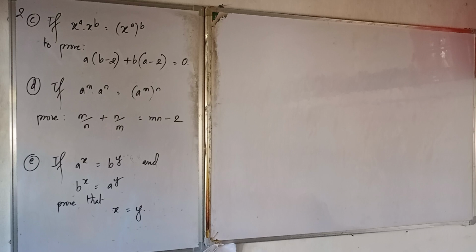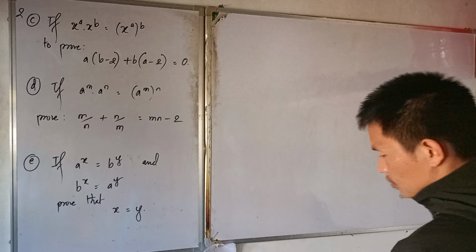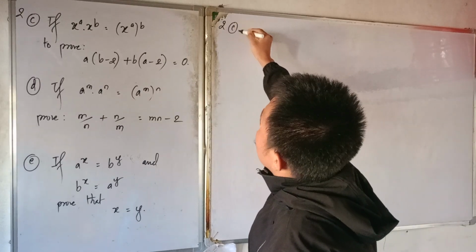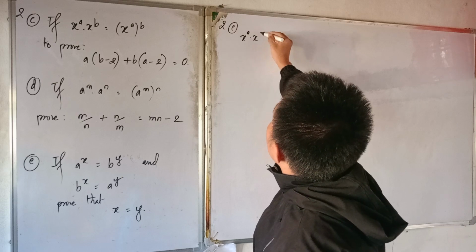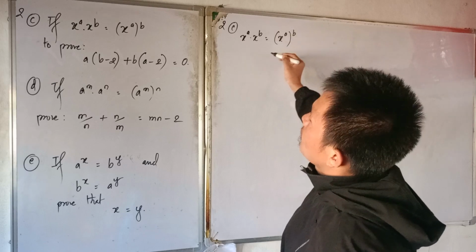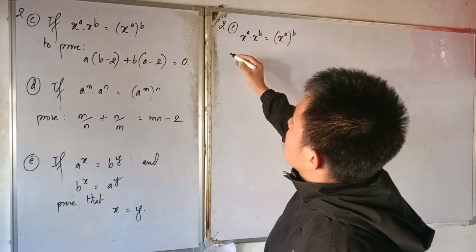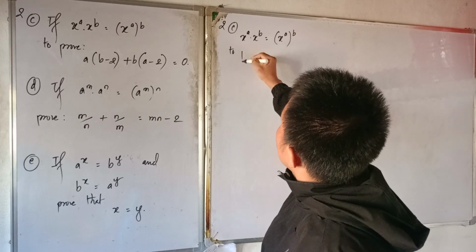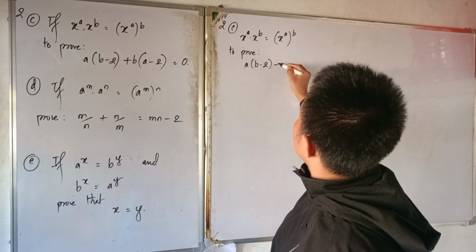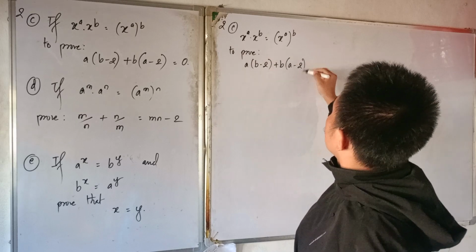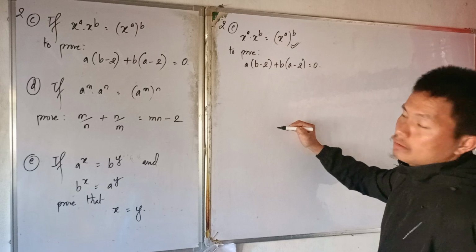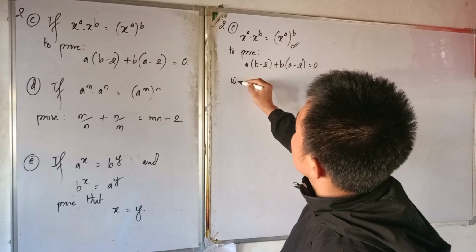Okay, let's move on to number 2C. In number 2C we are given x^a times x^b equals x^(ab), and you have to prove that a(b-2) + b(a-2) = 0. In this case you have to use this, so that's why we'll use that.